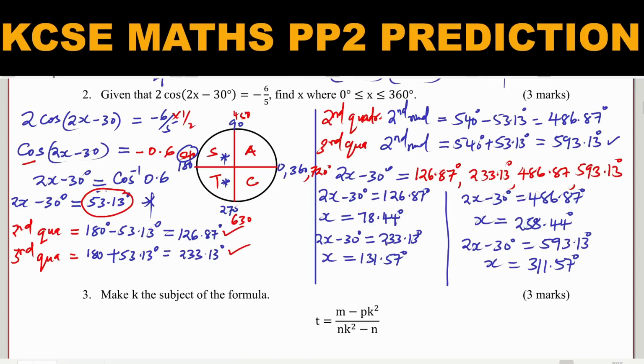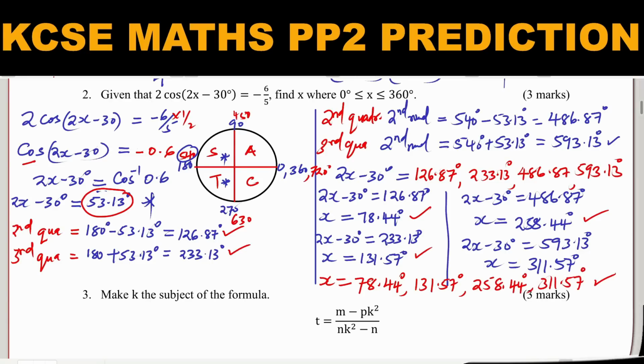So therefore, the solutions for x will be given by, the first one is 78.44 degrees. The other one is 131.57 degrees. The other one is 258.44 degrees and 311.57 degrees.